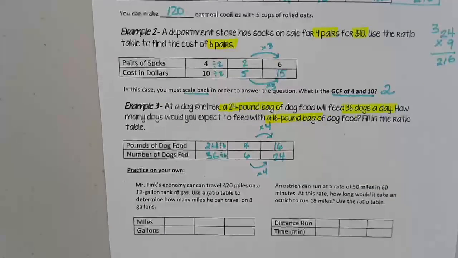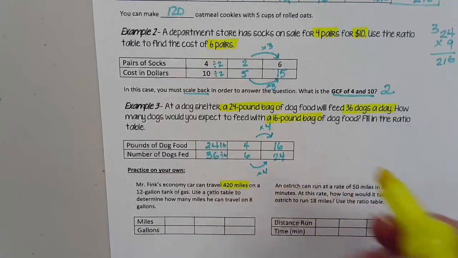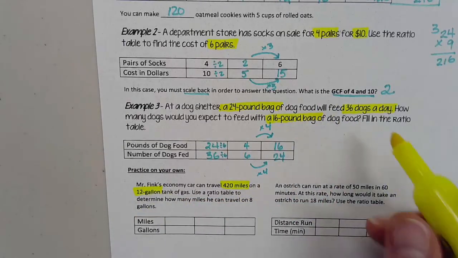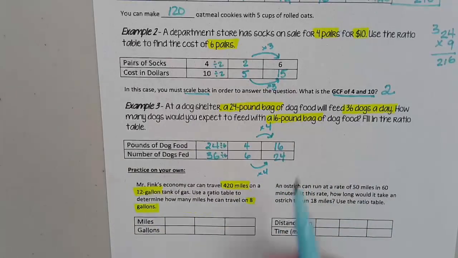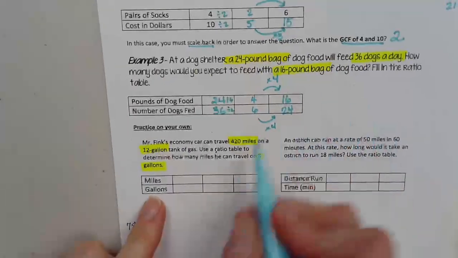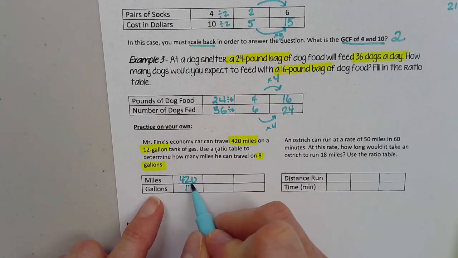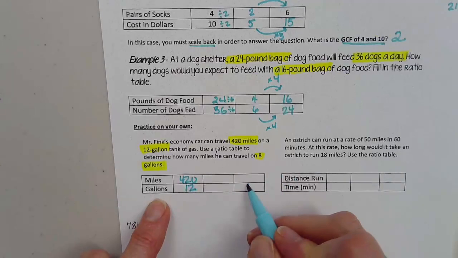All right, Mr. Fink's economy car can travel 420 miles on a 12-gallon tank of gas. So we have 420 miles and we have 12 gallons of gas that are used. Use the ratio table to determine how far he can go on 8 gallons of gas. So if I fill in my information, miles is 420 and it's a 12-gallon tank. And I have to figure out what I can get with 8 gallons.